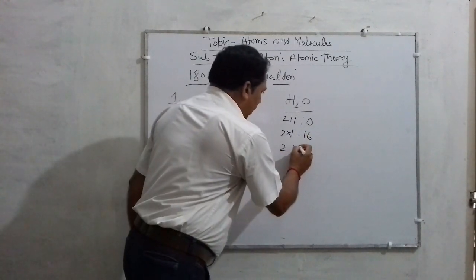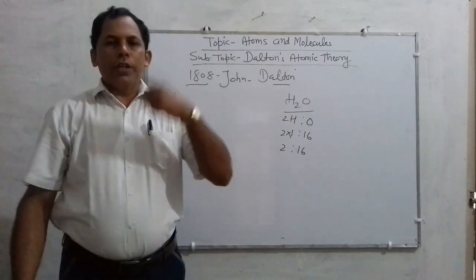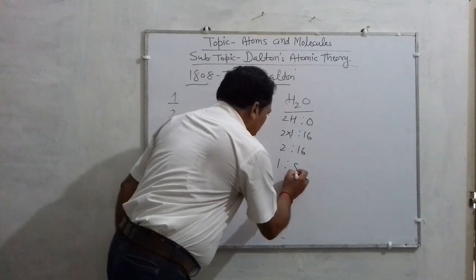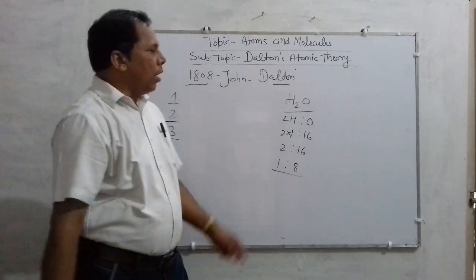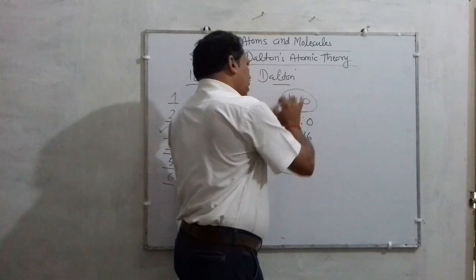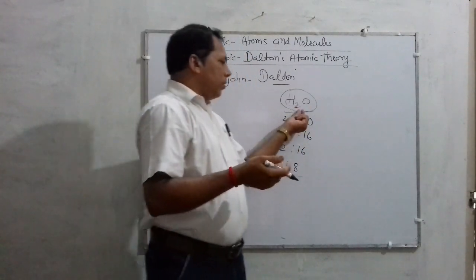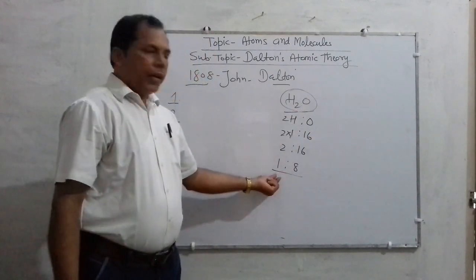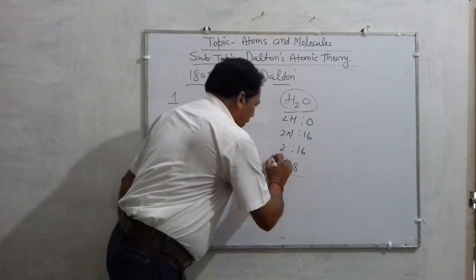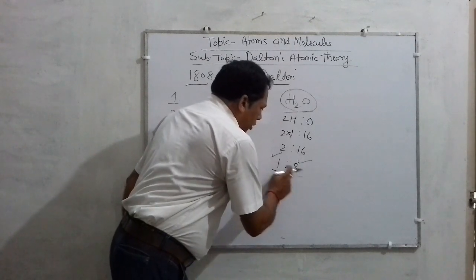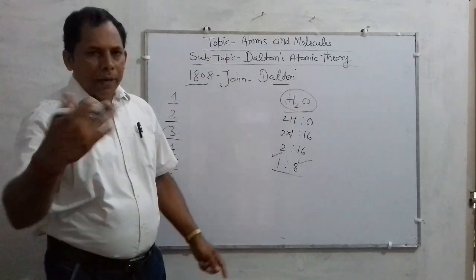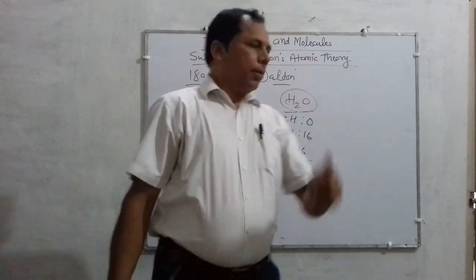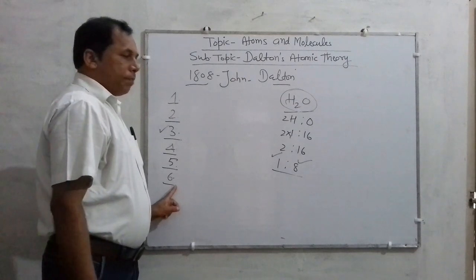This means they combine together in the ratio 2 is to 16, or in the simplest way 1 is to 8. Whatever the source from which water is obtained, no matter, they will always combine in a definite ratio, that is 1 is to 8 by mass, and then form the compound. This is the meaning of this statement.